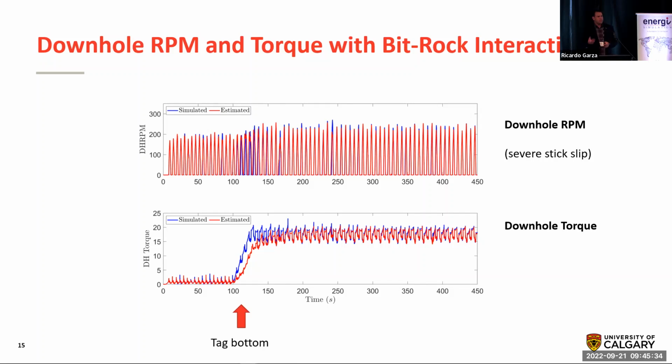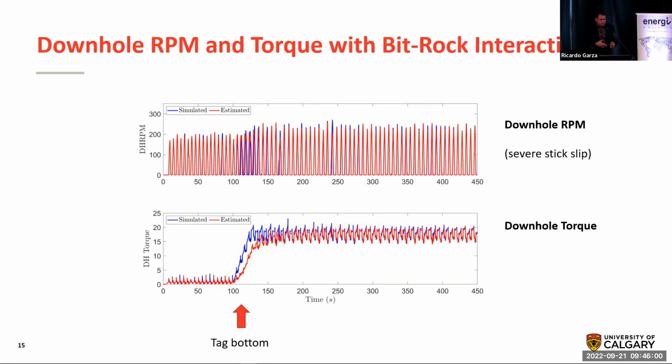The estimator doesn't know about the rock yet, so it needs to guess in real time, and update itself until it gets to a place where you're close to what the rock is doing. Over the course of about 30 seconds of simulation, it's able to guess the parameter and come to a bit-rock interaction parameter that's equivalent to that original simulated parameter. And this shows that in simulation, this estimator can actually work.